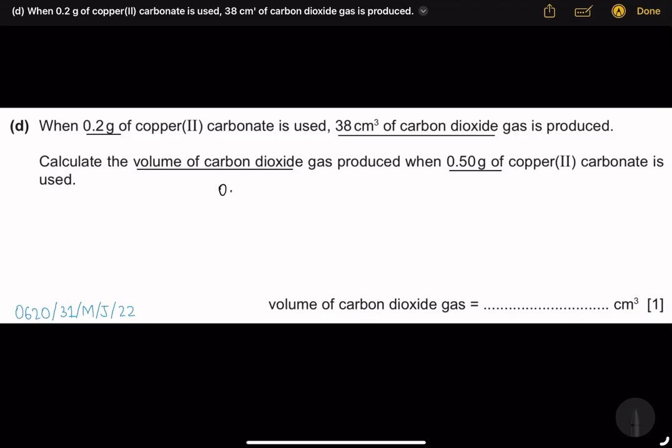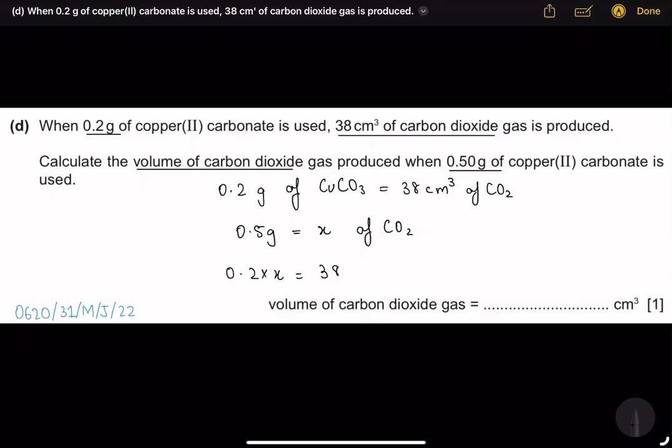So let's make an equation. 0.2 gram of CuCO3 is giving us 38 cm cube of CO2, carbon dioxide. Then 0.5 gram will give us X of carbon dioxide. Now we'll do 0.2 times X is equal to 38 times 0.5.